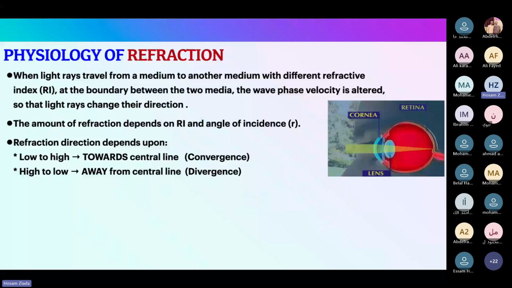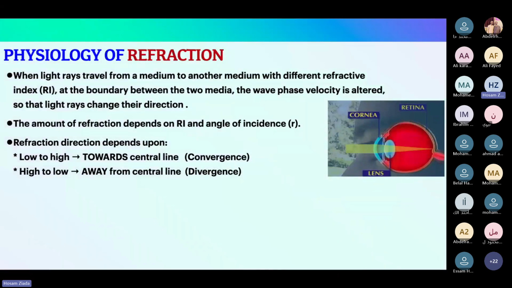Now, on the physiology of vision, the next part is the physiology of refraction. When light rays travel from one medium to another medium with a different refractive index, at the boundary between the two media the wave phase velocity is altered so that light rays change their direction.